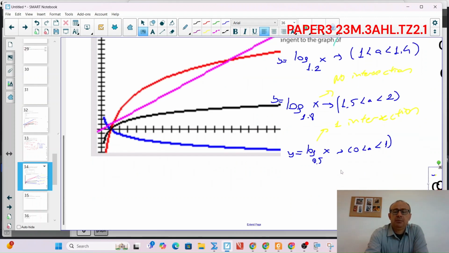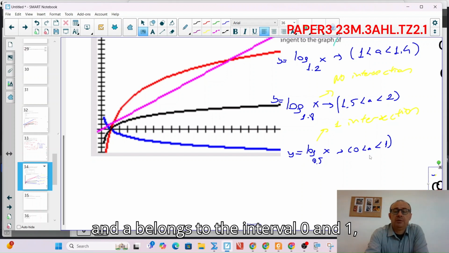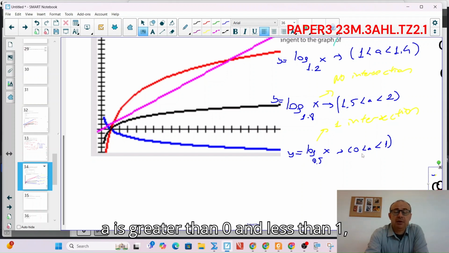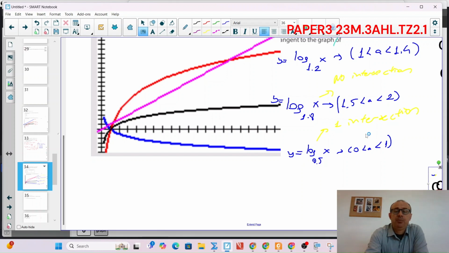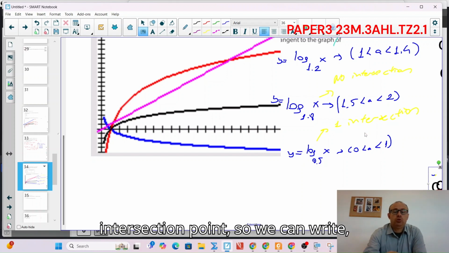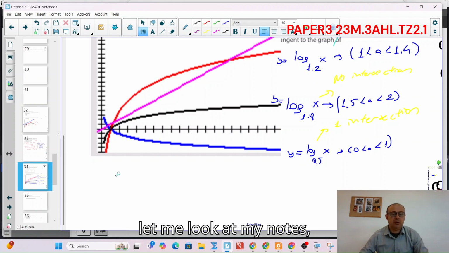And the last one, the pink one is y equals x, and the blue one is log base 0.5 of x, and a belongs to the interval 0 to 1. A is greater than 0 and less than 1. You see that there is only one intersection point. So we can write, let me look at my notes.